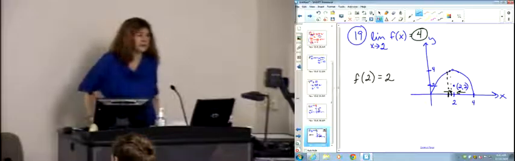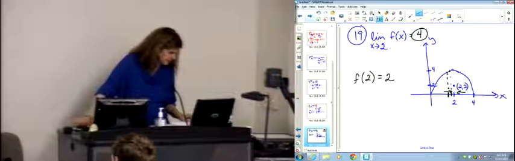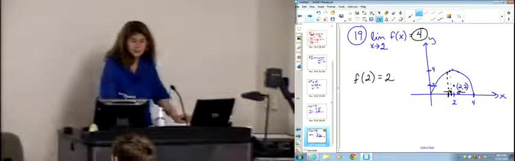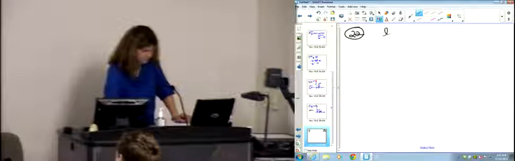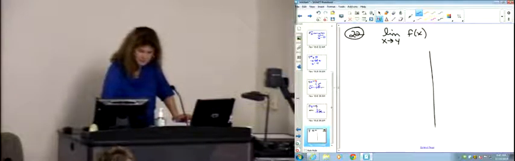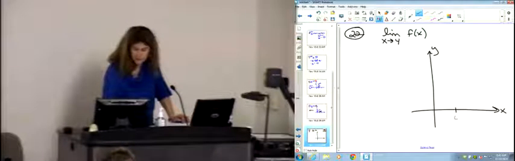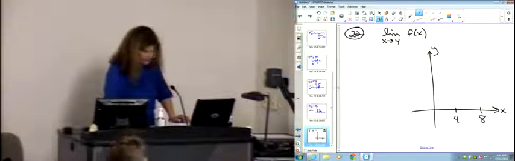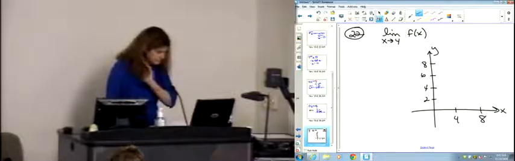We're going to look at another one. I think it'll help you see it a little bit better. Let's go down to 22. Same page there. This time it's the limit as x approaches 4 of f of x. So we have a 4, we have a 8. That's how they have it labeled. 2, 4, 6, 8. Okay.